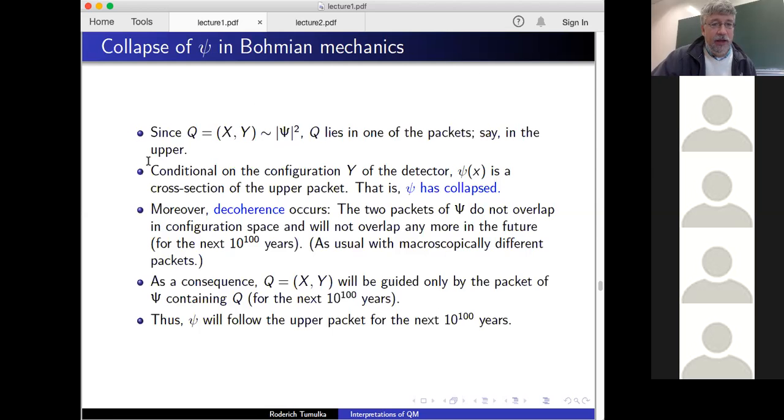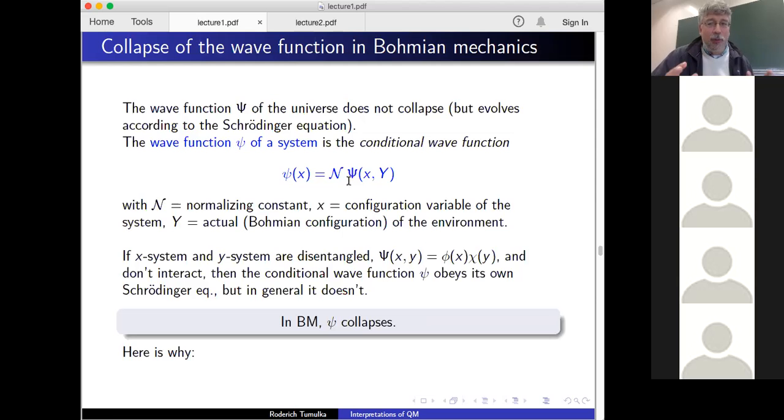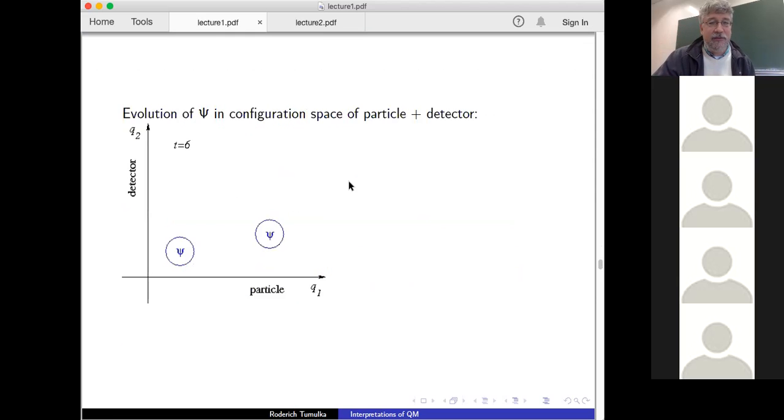Good. So that means when you form the conditional wave function, let me go back to the definition of the conditional wave function. You take the full wave function, plug in the actual configuration of the environment. So what do you get? So at some point on here, that's the actual configuration. So you consider a cross section of this picture here. And since the southwest packet does not intersect this horizontal line, which corresponds to this capital Y, the conditional wave function contains only this part of the wave function.